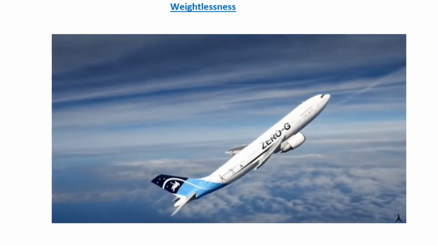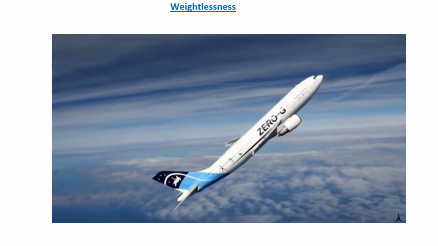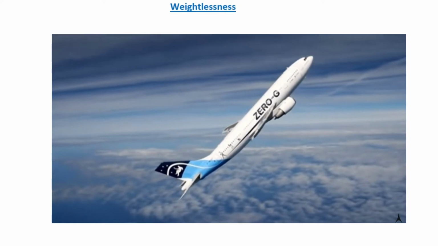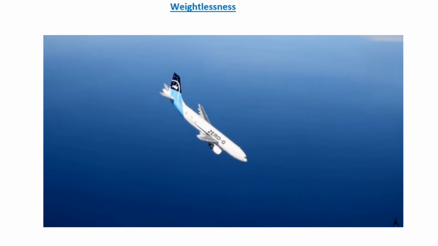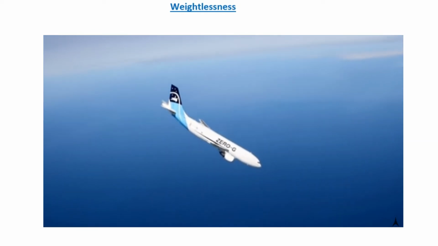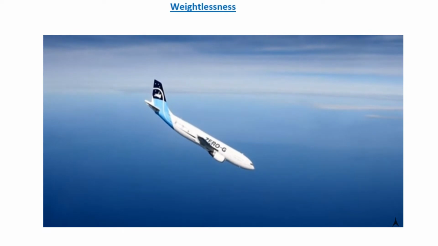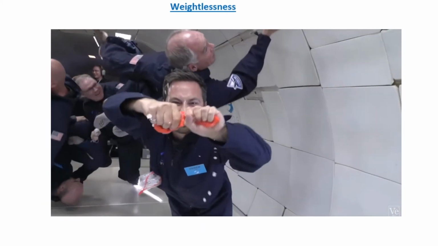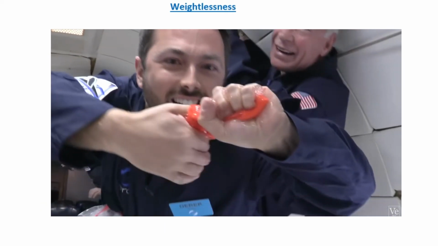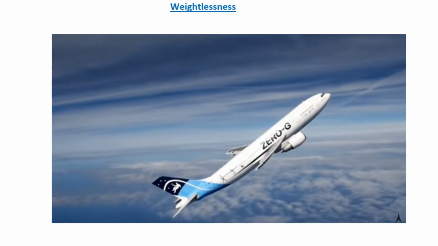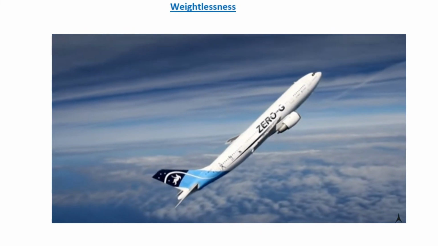Now let's see how they achieve this. So first, the trainees are sent aloft using an airplane. Now the plane flies downward with an acceleration of 9.81 meter per second squared. And while coming down, trainees feel weightless. And then again the plane pulls up to regain the altitude, and this cycle goes again and again. So this is how they achieve weightlessness.